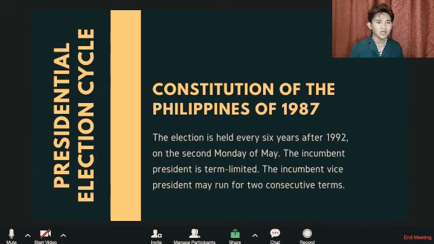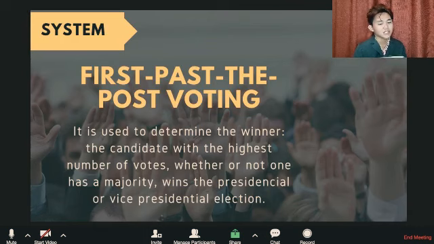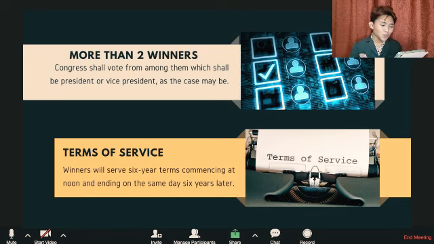Next, presidential election cycle, especially in the Philippines. According to the Constitution of the Philippines of 1987, the election is held every 6 years after 1992 on the second Monday of May. We have our system, the first past the post voting system. It is used to determine the winner of the election. The candidate with the highest number of votes, whether or not one has a majority, wins the presidency. If two or more candidates win the most votes for any position, the Congress shall vote from among them which shall be president or vice president.